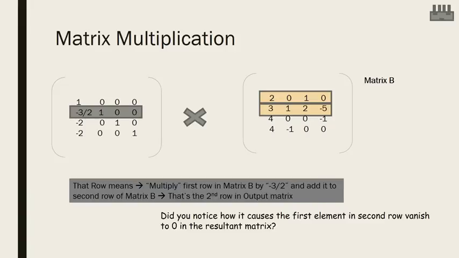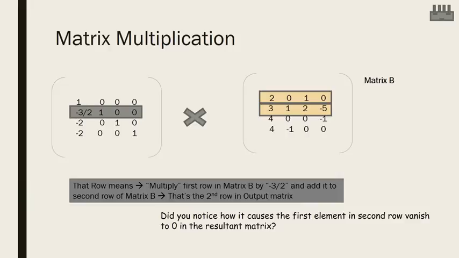Now look at this. I put minus 3 by 2, 1 followed by two zeros. So what is this minus 3 by 2 doing here? What it says is: take the first row in matrix B, which is 2 0 1 0, multiply it by minus 3 by 2, and add it with one weight of row 2, which is 3 1 2 minus 5. That will form the second row in your output matrix. So again, it is a weighted addition of rows in matrix B.